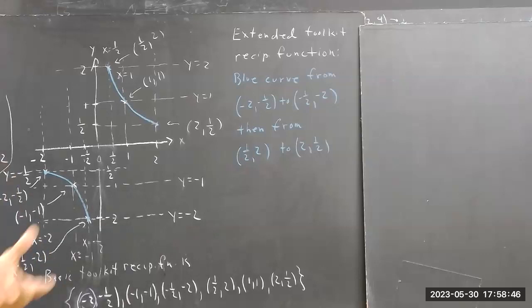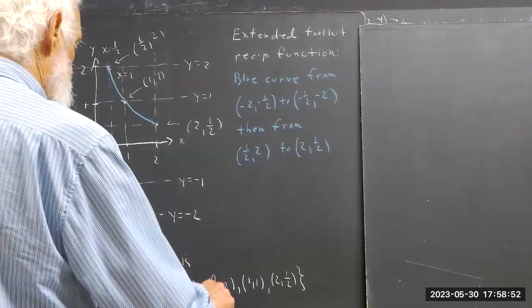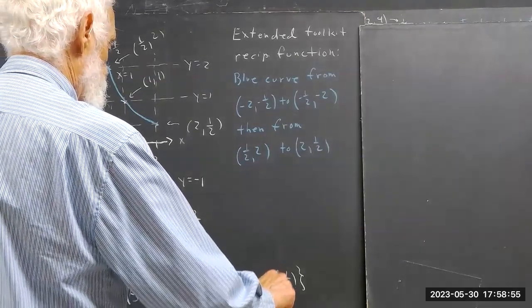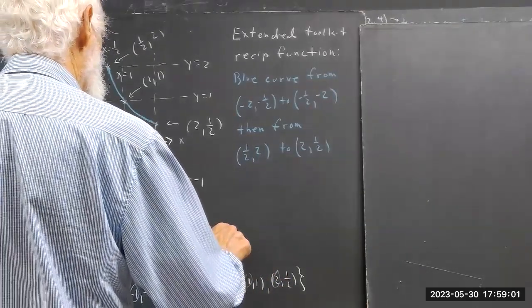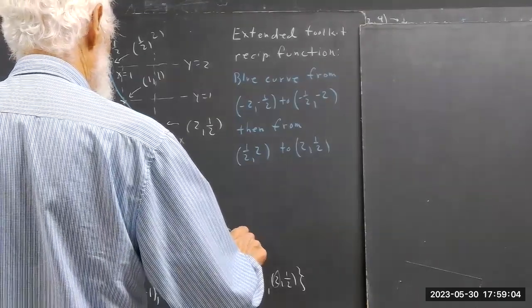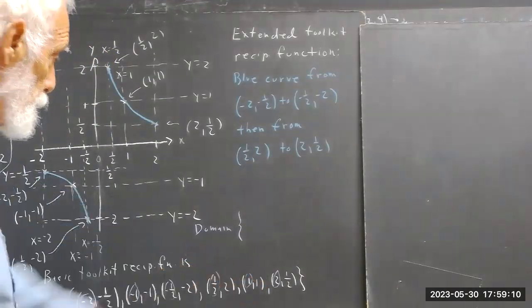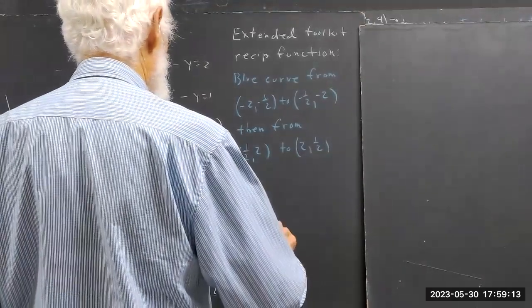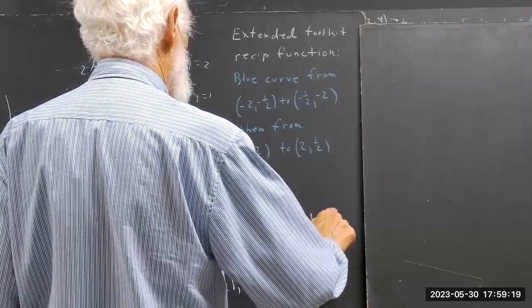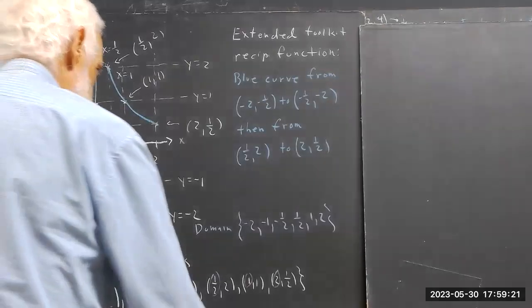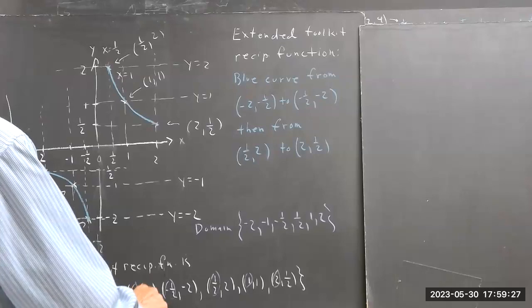Okay, again, the domain is a set of X values. We just circle the X values. There we have the domain. It is the set -2, -1, -1/2, 1/2, 1, 2. The range is the set of y values. So let's just look at those real quickly.